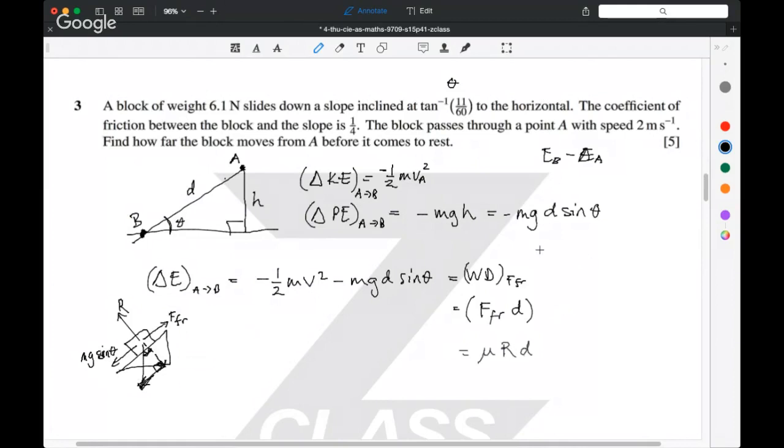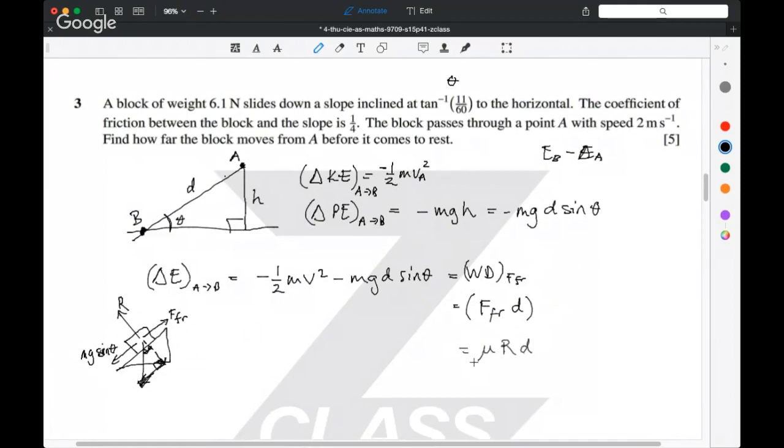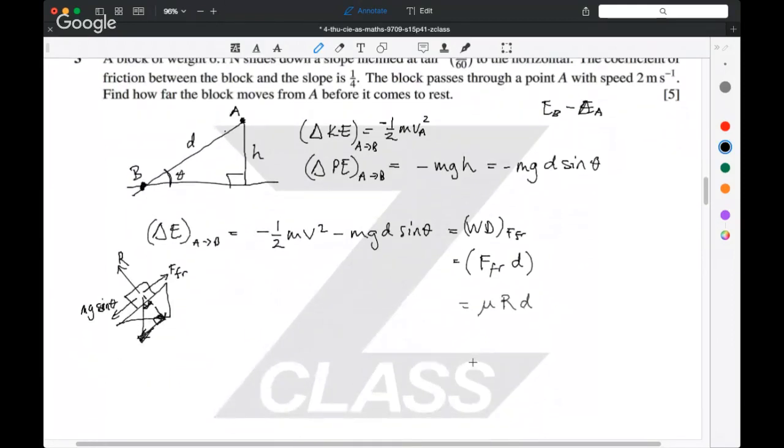So it should be mg, right? So the reaction force is going to be mg cosine theta. So this is equal to mu mg cosine theta times the distance.